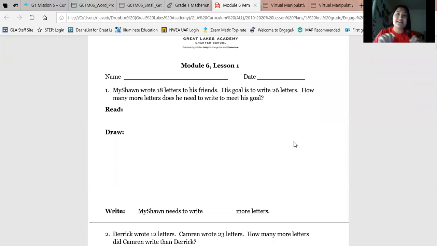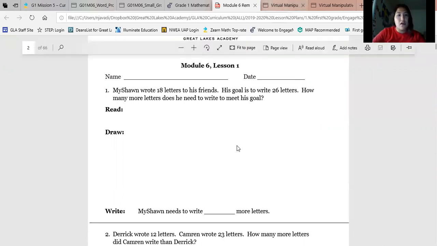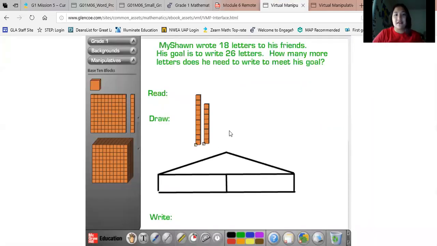Your packet looks like this. I'm going to use a different website to draw, but you should be on this page of the packet. We're going to read number 1 together. Make sure your finger is on the word Mysean, just like school. And we're reading on 2.